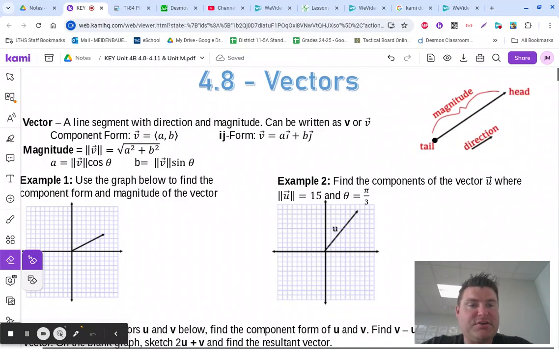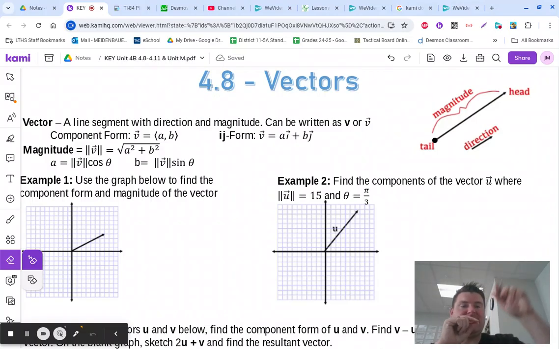So what is a vector? You can see it in the upper right-hand corner in those red words. We have some vocabulary here. We have the tail, which is where the vector starts. The head is where it ends. The direction goes from tail to head. And then the magnitude is the length of our vector.